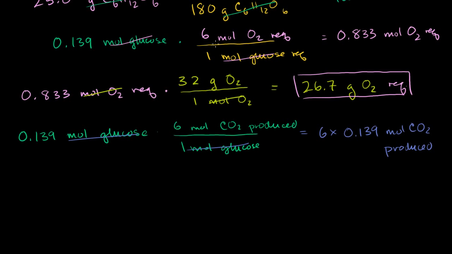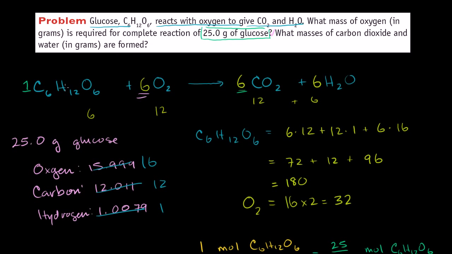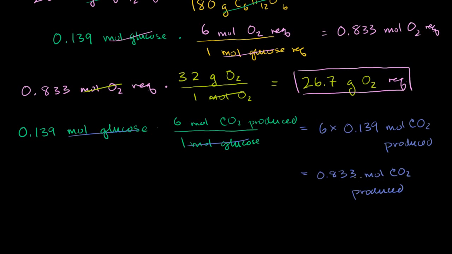And we know what that is. We already multiplied 6 times 0.139 before. This is going to be equal to 0.833 moles of CO2 produced. We've already done that calculation. And actually, I won't skip too many steps, but we see over here, for every 1 mole of glucose, 6 moles of this, 6 moles of this, and 6 moles of that. So that's why we had the 0.833 moles of oxygen, and we're also getting the 0.833 moles of carbon dioxide.